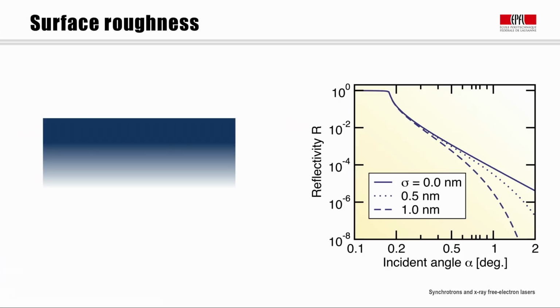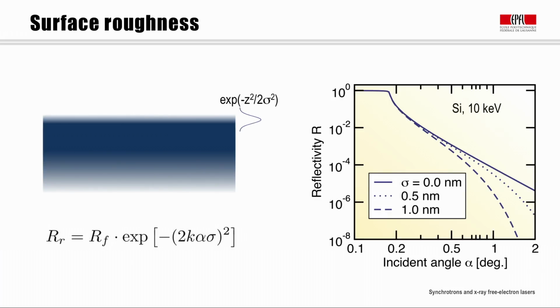The reflectivity drops off even more rapidly if the X-rays are being reflected off a rough surface, even for roughnesses of the order of a few angstroms. Now, if we describe the average roughness as a Gaussian distribution with a roughness standard deviation sigma, the reflectivity above the critical angle drops off as the perfectly flat surface would, but now multiplied by the Fourier transform of the roughness function, that is, the exponent of -2k alpha sigma all squared.